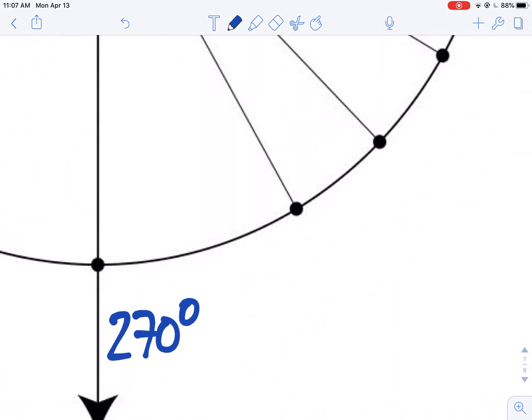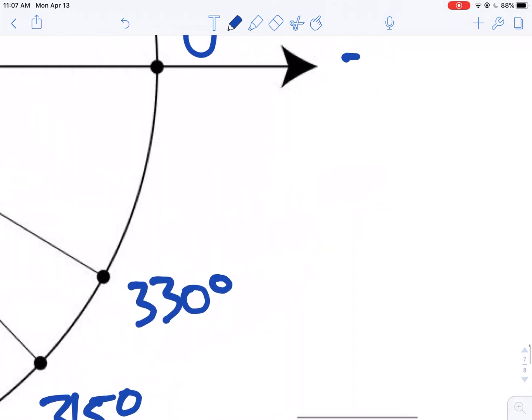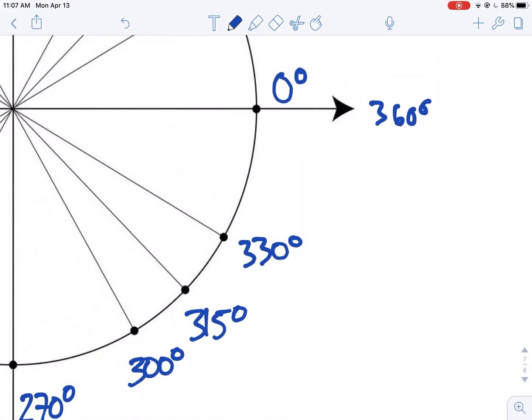I can add 30 degrees here to get 300 degrees. I can add 45 degrees to that 270 degrees to get 315 degrees, and I can add 30 degrees to that 300 degrees to get 330 degrees, and then finally at 360 degrees over here, which we already know is a full revolution, and you've known that's a full revolution probably since you were like 7.